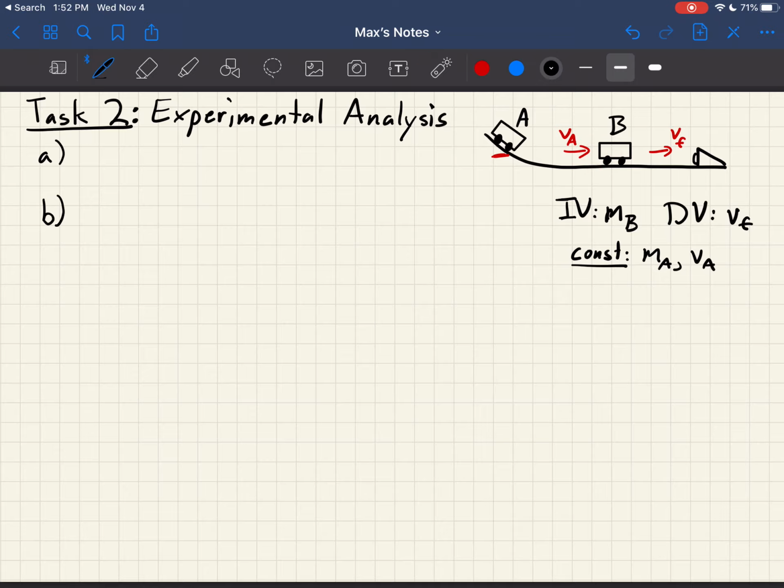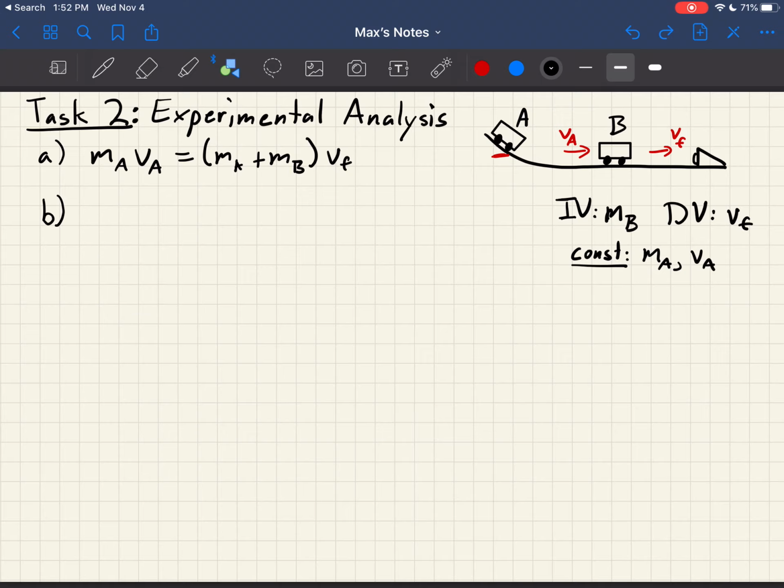We could say something like MA VA is equal to the combined mass times VF, right? This is the initial momentum of the system, and then because they're both moving after the collision, this is the final momentum of the system. And then for part B, we're talking about the graph. So if we actually graph VF versus MB, what is it going to look like?